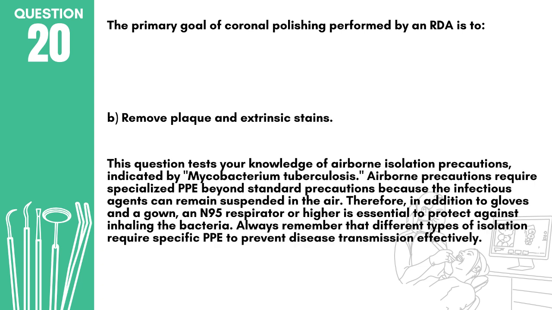Answer: B. Remove plaque and extrinsic stains. This question assesses your understanding of the scope and purpose of coronal polishing, a common RDA duty. The concept is the specific objective of this procedure. Coronal polishing is primarily performed to remove soft deposits like plaque and extrinsic stains, those on the outer surface of the enamel, such as from coffee or tobacco, from the clinical crowns of teeth.